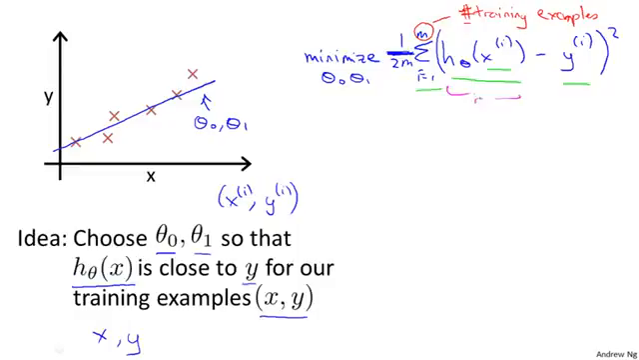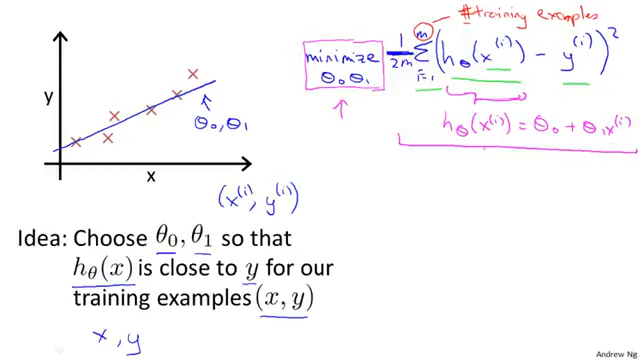this expression in here, h subscript theta of x, this is our usual hypothesis, that's equal to theta 0 plus theta 1 x i. And this notation, minimize over theta 0 and theta 1, means find me the values of theta 0 and theta 1 that cause this expression to be minimized. And this expression depends on theta 0 and theta 1.